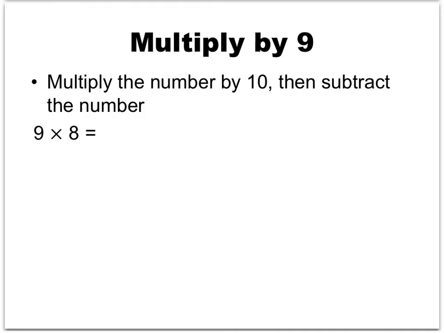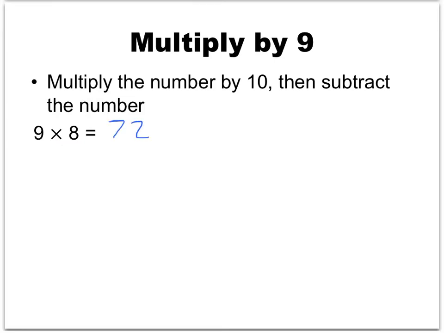Next we're going to talk about the trick for multiplying by 9. And so this trick says to multiply the number by 10 and then subtract the number. So let's take the example 9 times 8. So we're going to take the number 8 times 10, so that gives us 80. And then we're going to subtract the number. 80 minus 8 is 72.